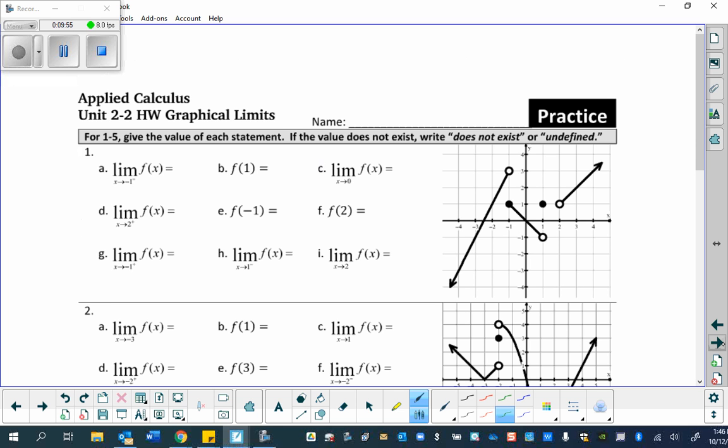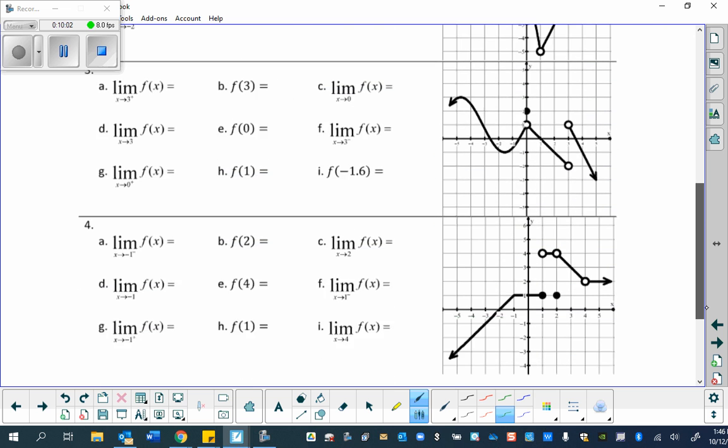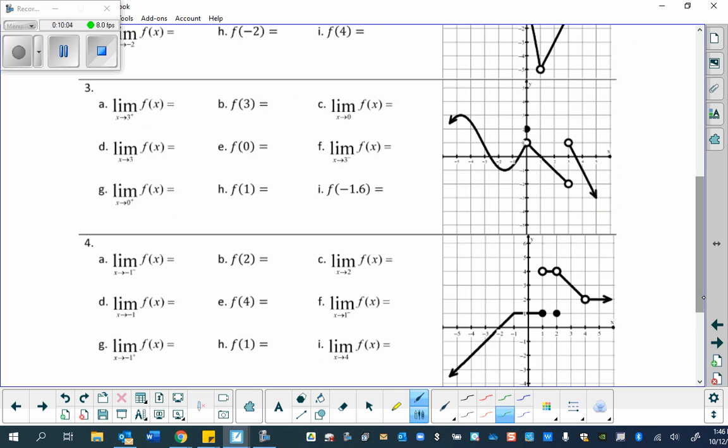Our first homework had us looking at graphical limits and finding these limits using the graphs. When you look over your homework, any sticky spots, any things you want to go over, any things that were not answered, any things you want to talk about again.